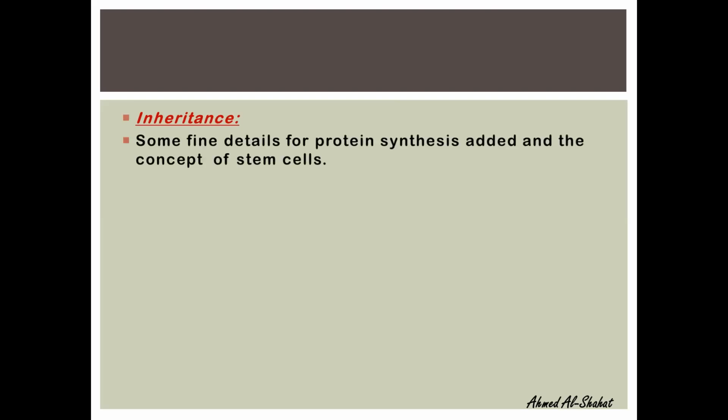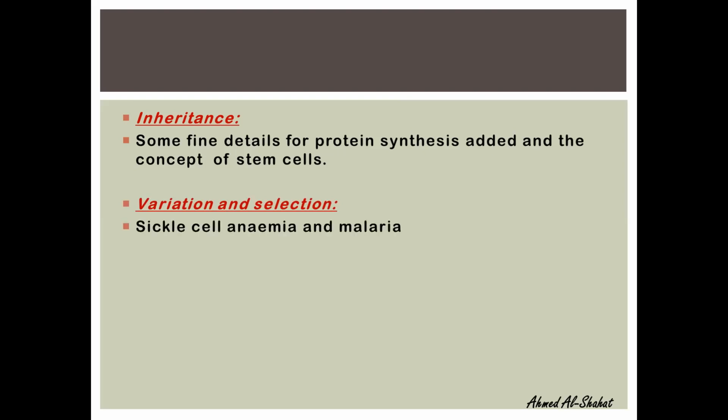The inheritance chapter also has some fine details changed, like some fine details for protein synthesis added, and also the concept of stem cells moved from the diseases and immunity chapter to this chapter. The variation and selection chapter also has some changes, like the part which discusses the relation between sickle cell anemia and malaria completely removed from our curriculum.